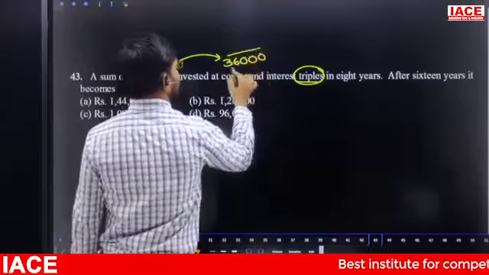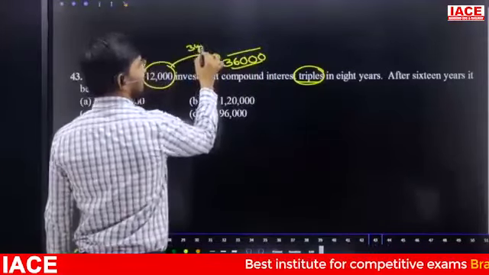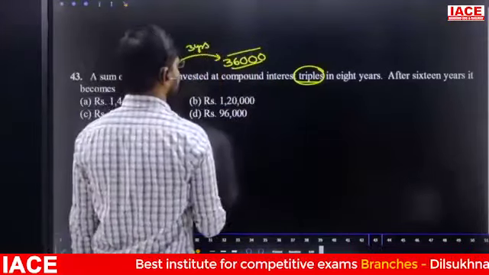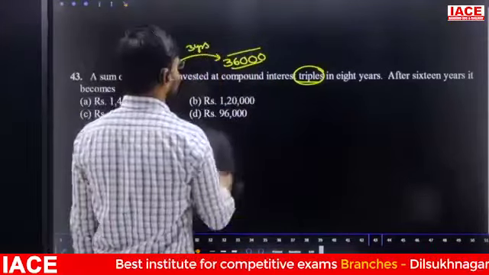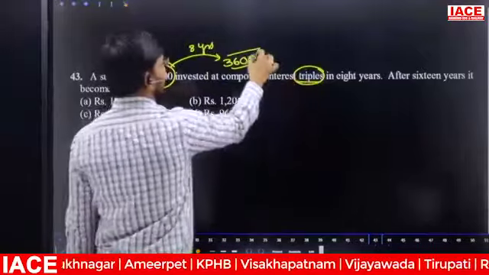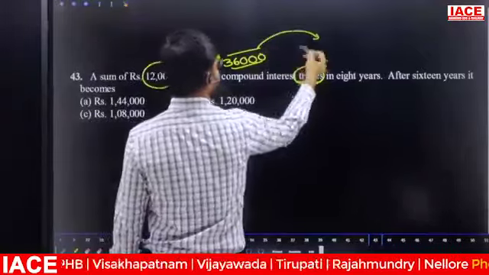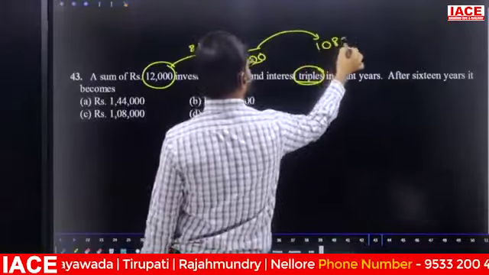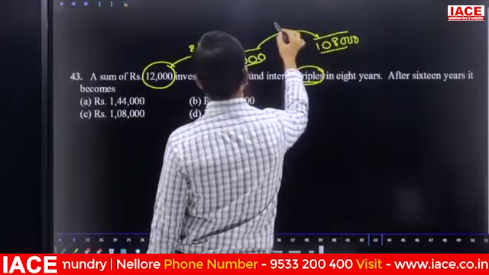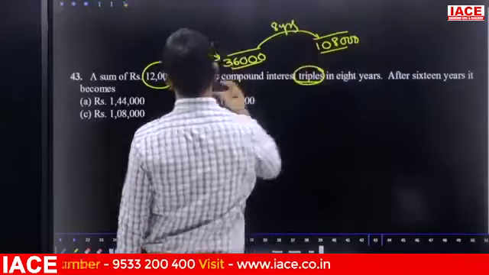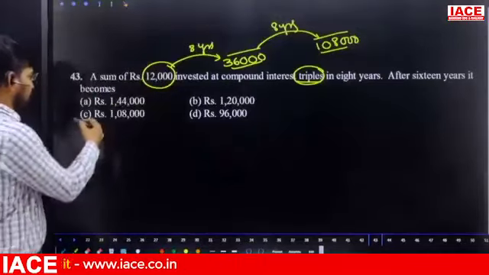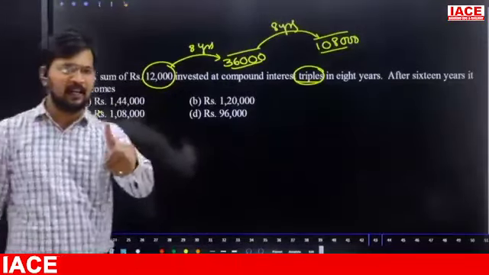36,000 in 8 years. They are asking total 16 years, na? Not 3 years, 8 years. Triple in 8 years. They are asking 16 years. Again 36,000 become 3 times is nothing but 1,08,000. So after 8 more years, total 16 years, na? Therefore 12,000 become 1,08,000. Option C is the right answer.